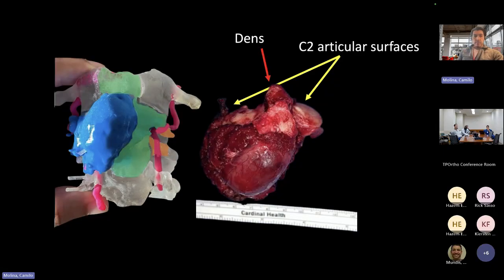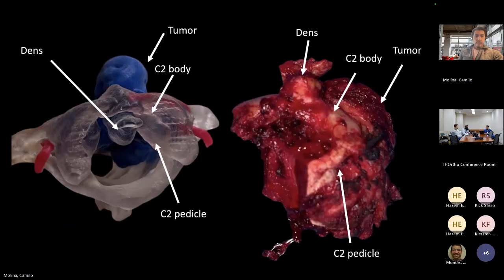The problem is then you have no off-the-shelf implants to reconstruct the anterior column, because we don't have any implants that have that Y shape that are going to take the C1 pillars down to the anterior column of the subaxial cervical spine. Now, here's another depiction of what that specimen looks like in the axial view. You can see the fidelity of the 3D model to what the actual tumor specimen looks like. I think here you might actually be able to see a little bit of the vertebral artery. Yeah, right here with a little clip on it. So you can see the dens, C2 body, the C2 pedicle. Here's the spinal canal, and here's the tumor.